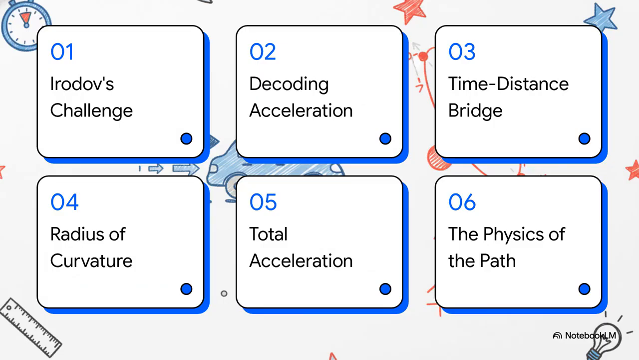So here's our game plan. First, we'll unpack what the problem actually gives us. Then, we'll do a quick refresher on what these different accelerations mean. After that, we'll build what I like to call the time-distance bridge. This is the key. And once we have that, we can solve for the radius and then the total acceleration. And finally, we'll step back and ask, what does all this math actually mean for the particle's journey?